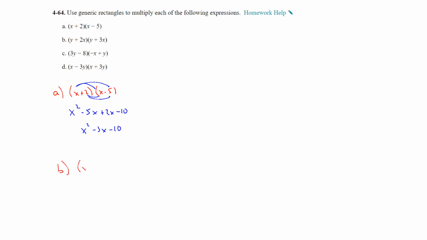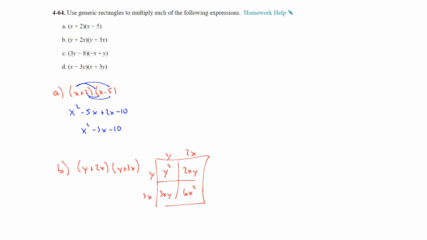For b, y plus 2x and y plus 3x. So I'll show the generic rectangle on this one. Side lengths of y and 2x and y and 3x. So those are your dimensions. Y times y is y squared. 2x times y is 2xy, y times 3x is 3xy, and 2x times 3x would be 6x squared.